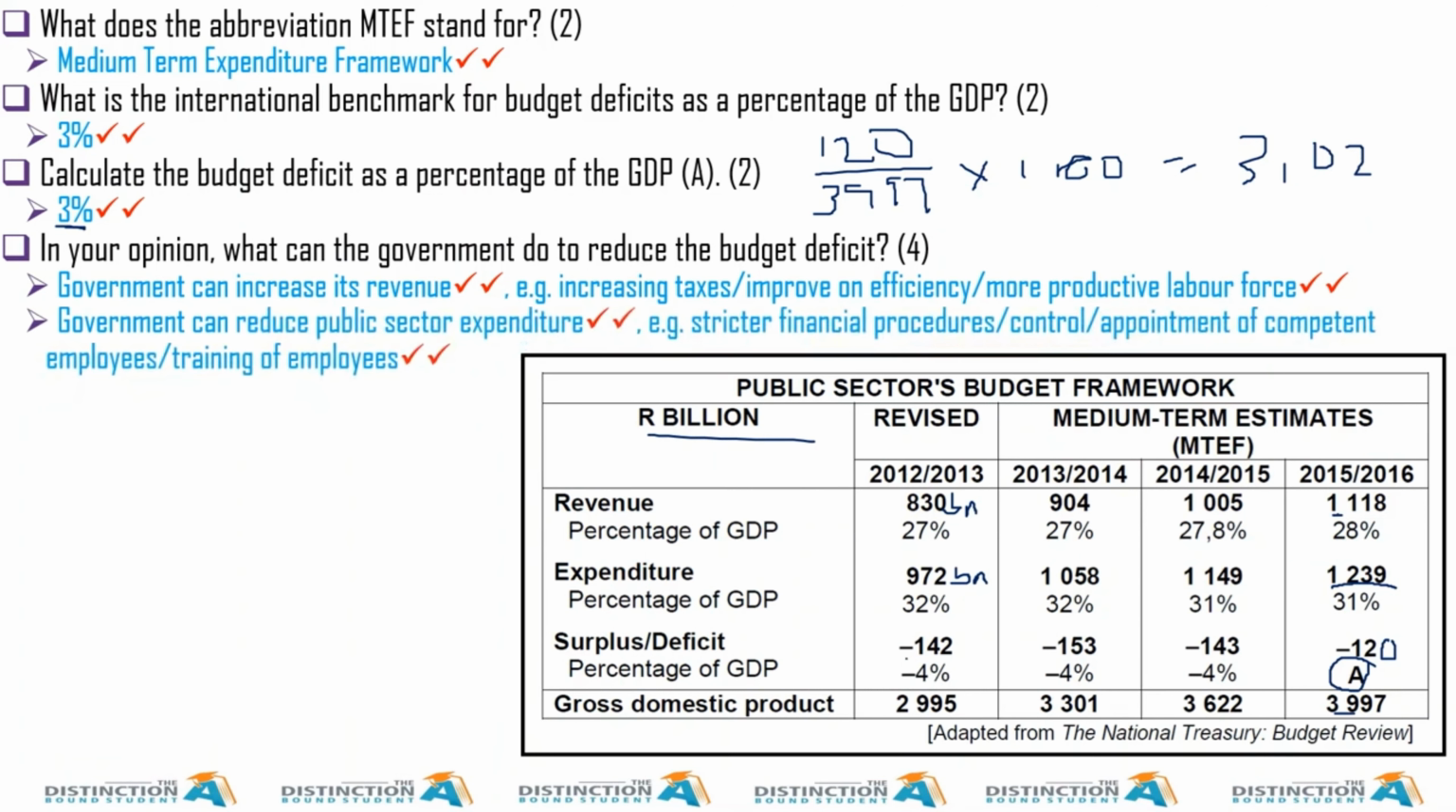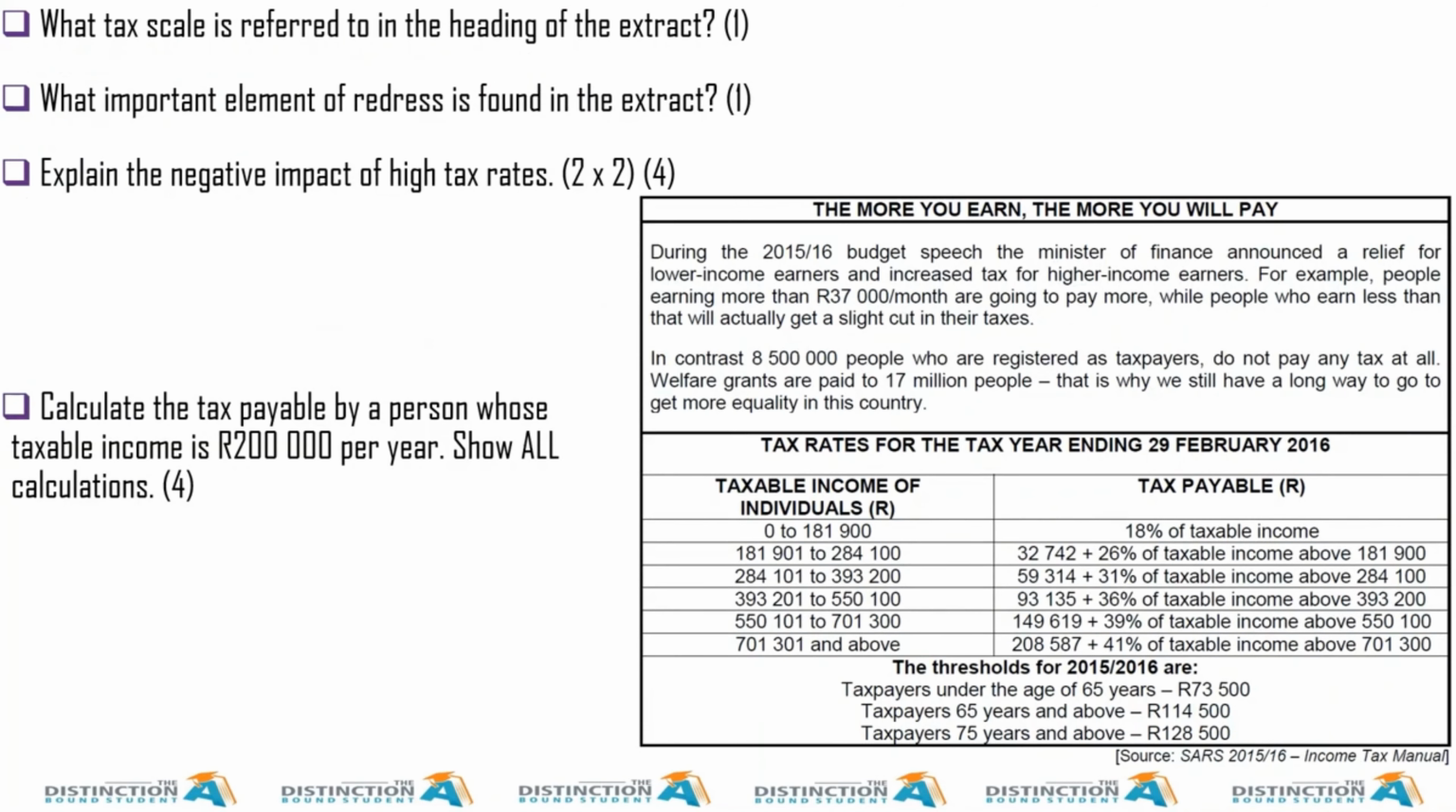Right, the next point, government can reduce public sector expenditure, e.g. stricter financial procedures, control or appointments of competent employees or training of employees. Government can increase its revenue, e.g. increasing taxes, improve on efficiency, and then more productive labor force. And labor force is mostly productive when labor force is skilled. So these two blend into each other.